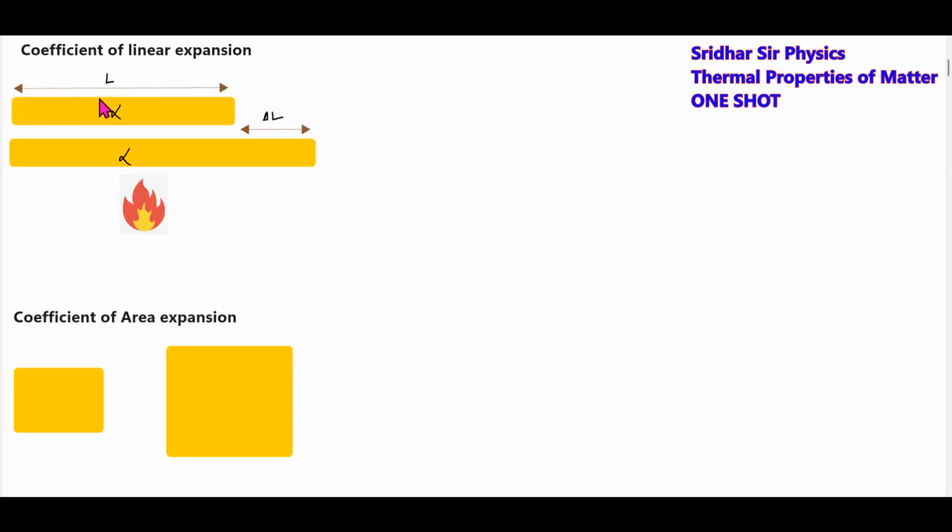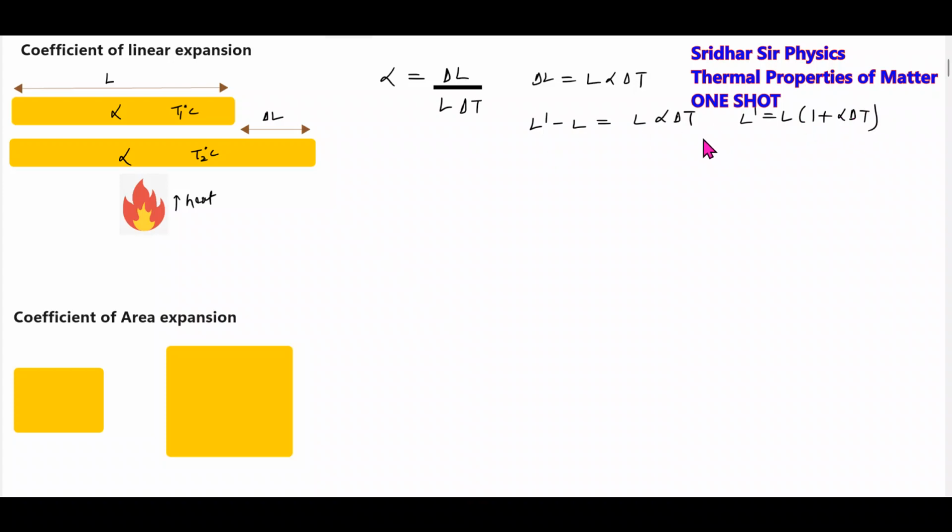There is a rod of length L. Its initial temperature is T1 degrees Celsius. I will increase the temperature, so by supplying heat we are heating up this rod. The rod will undergo thermal expansion. The coefficient of linear expansion is defined as alpha equal to change in length per unit length per unit rise in temperature. This is a basic definition. The unit is per degree Celsius. So delta L equals L alpha delta T. What is the new length? L dash minus L equals L alpha delta T. The new length will be L into 1 plus alpha delta T.